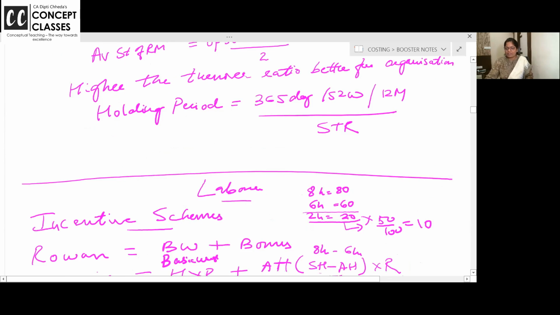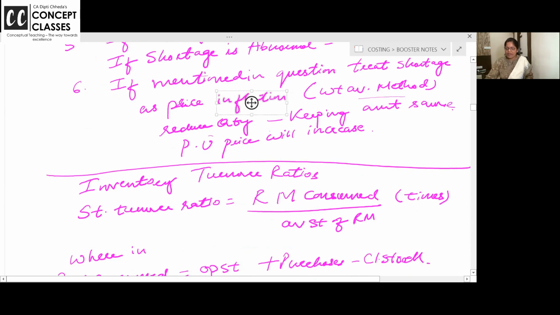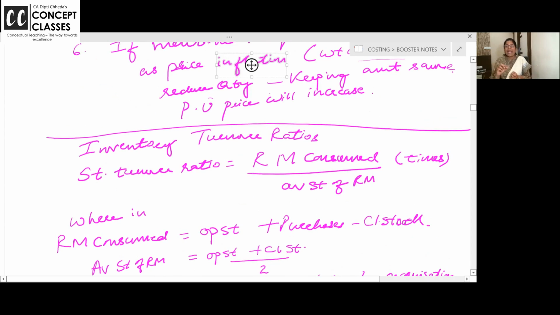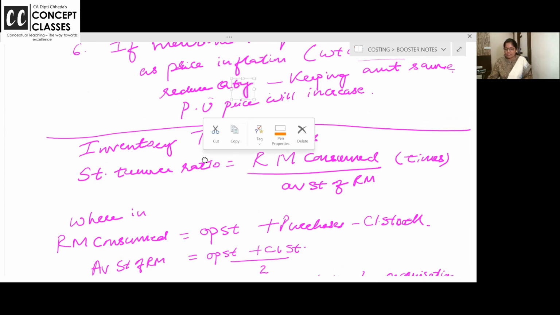Last part of this material: inventory turnover ratio. How many times you are buying the inventory and consuming? So raw material consumed divided by average stock. Raw material consumed, yesterday only we did in the cost sheet: opening stock of material plus purchases, including expenses, minus closing stock. This is the raw material consumed. And average stock of raw material is opening plus closing, divided by 2.